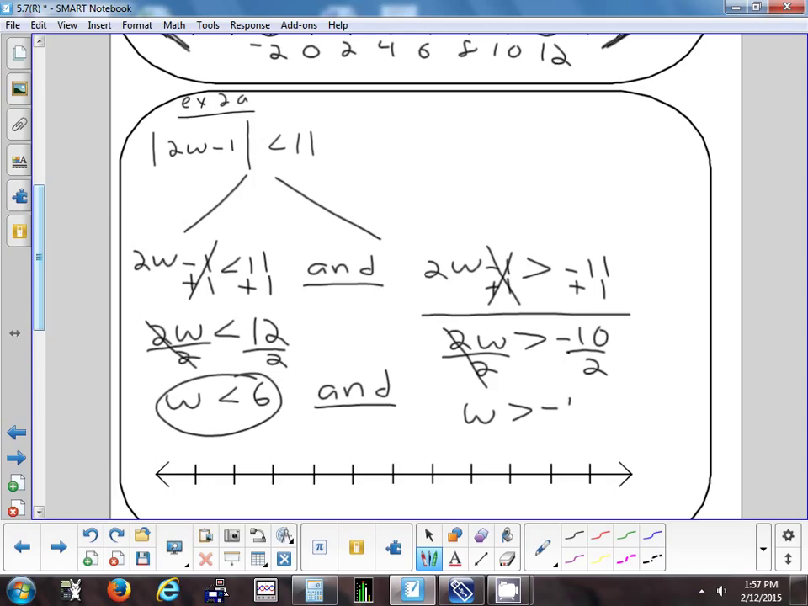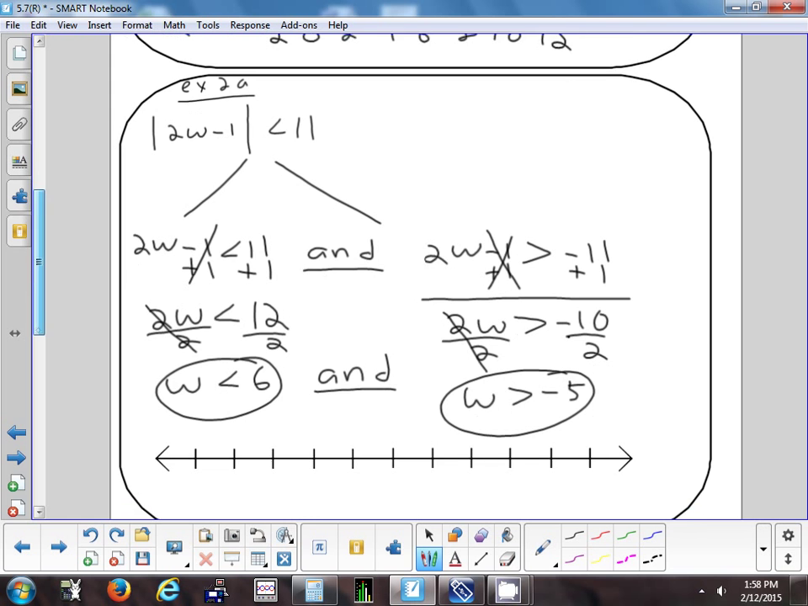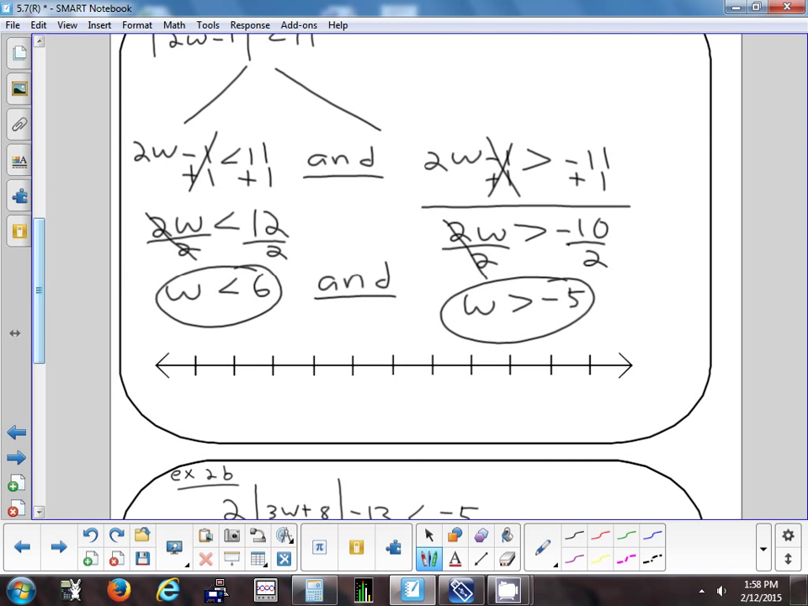You're dividing by a positive 2 with 2w, not by a negative. It's only if you're dividing by a negative in front of the w, like negative 2, that you have to switch the sign again. Okay, what kind of circles do I need? Open. Both open.